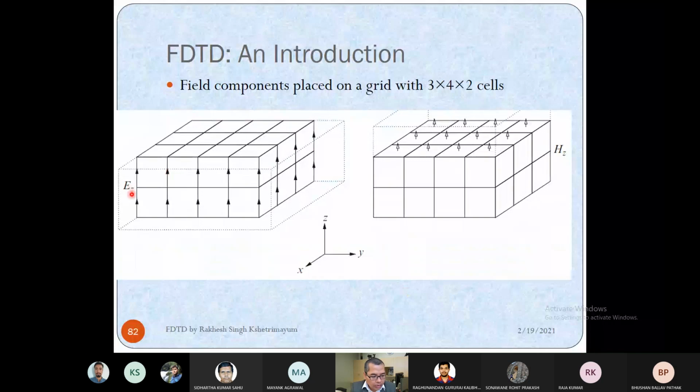Let's say if you want to calculate Ez, it is at the center of the edges along the z-axis. So 1, 2, 1, 2, 3, 4, 5, so 5 into 4 into 2. That's what you need to calculate. Hz is at the center of the faces in the xy plane. So 1, 2, 3, then 1, 2, 3, 4, then 1, 2, 3. So 3 into 4 into 3, that many you need to calculate. Okay, so that's about the basic FDTD.